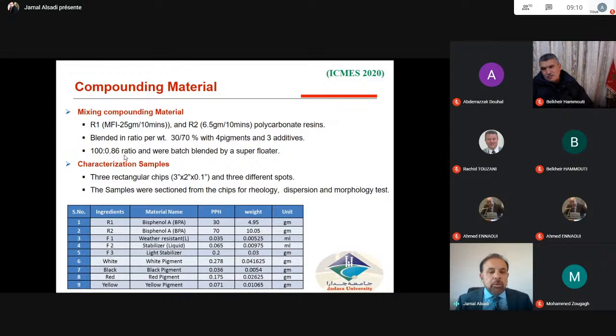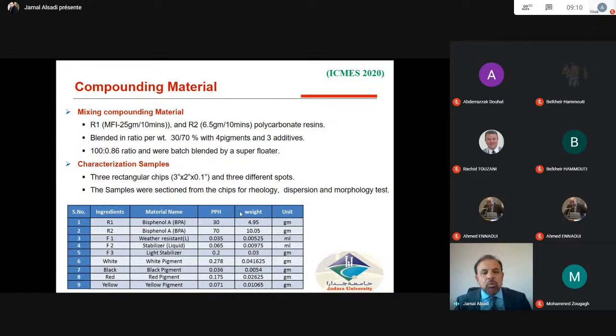The percentage of the pigment, or the color, to the resin is less than 1%. It is a 0.86 ratio blended. And all these materials should be blended with a super floater. After they are blended, we will get another design, the composition. I did it, and I will show it to you with the next slide.